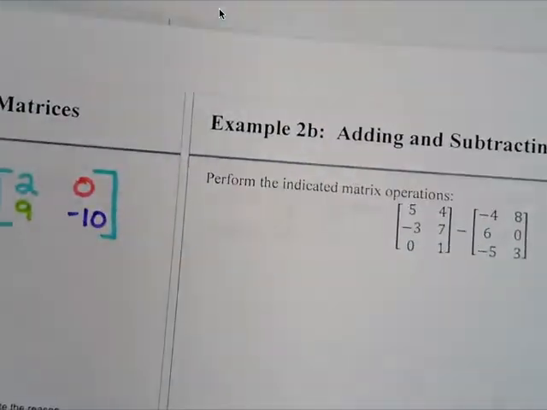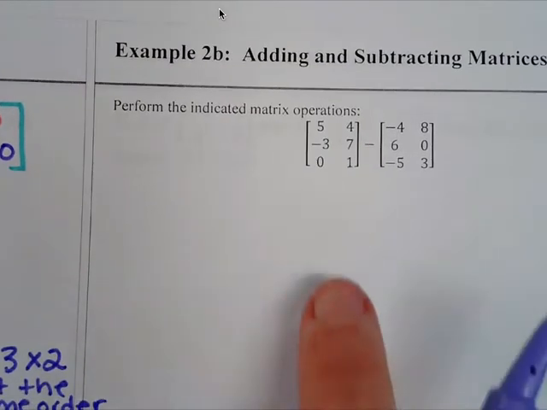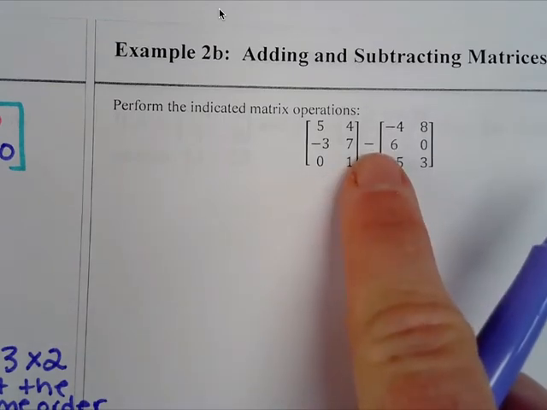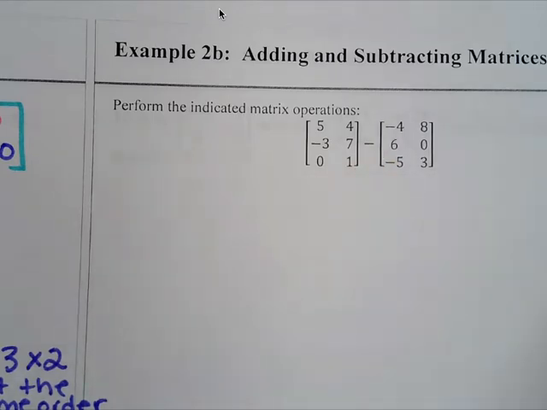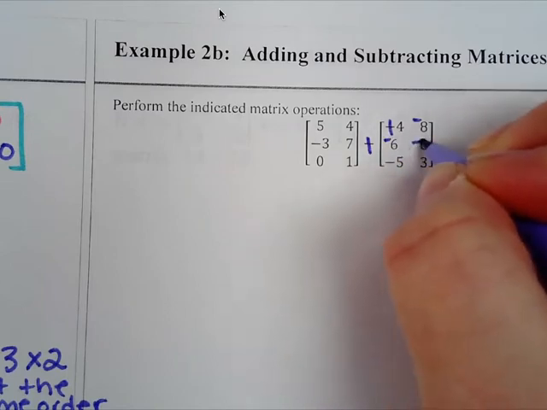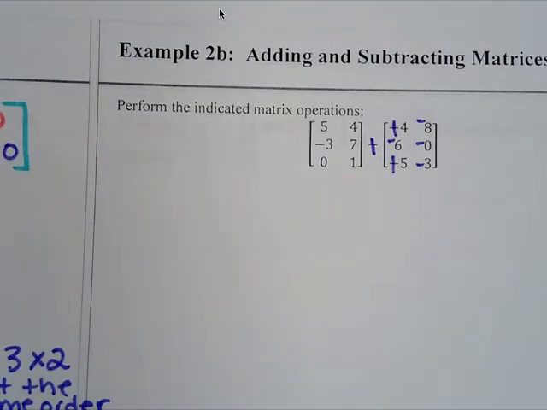So let's go to the next one. Perform the indicated operation. So we're adding, they have the same order, so we're good on that. But there's subtraction. So you can choose how you want to do your subtraction. What I would do is I'm going to add and then change the sign of everything inside. That way I can make sure that I don't mess up with my signs there.